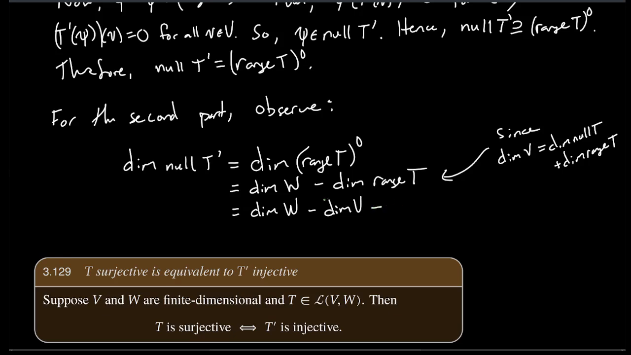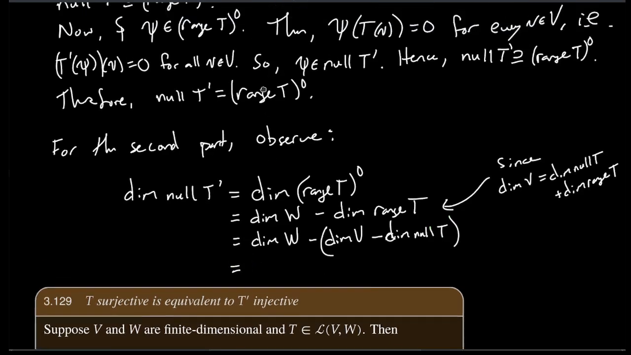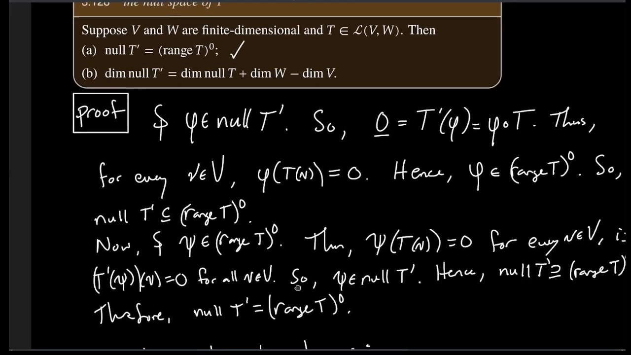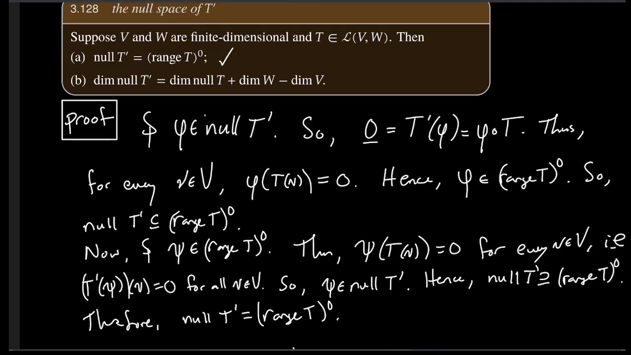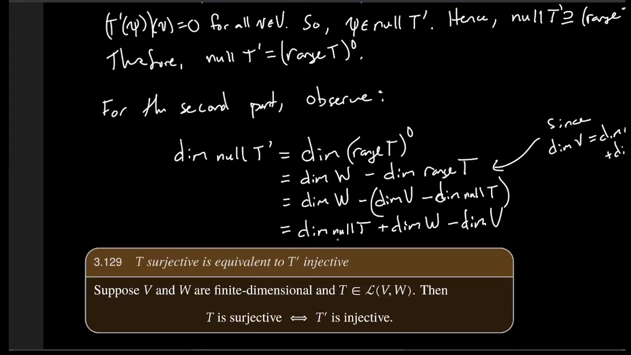Okay, now I'm going to rewrite that right here. And if you believe it now, wait a second, we've pretty much got it. I just have to rewrite dim null T, since I'm pulling that minus on through, plus dim W minus dim V. Dim null T plus dim W minus dim V. We did it. We're done.